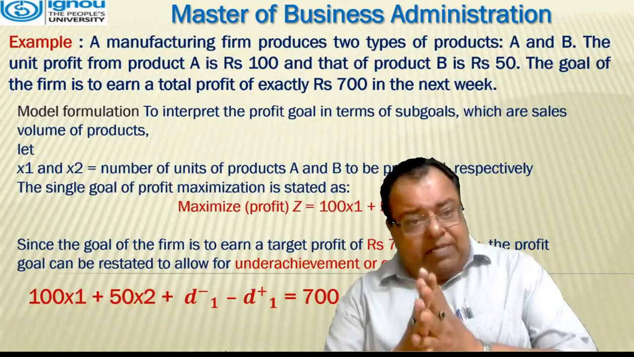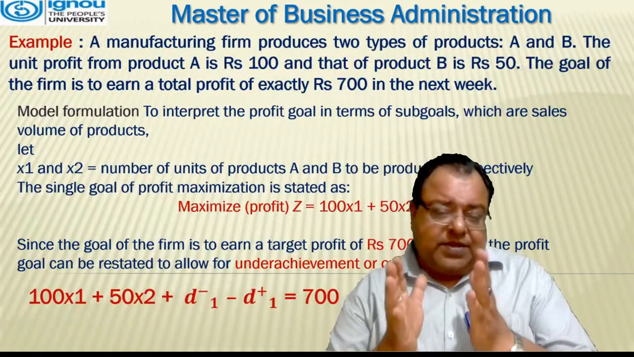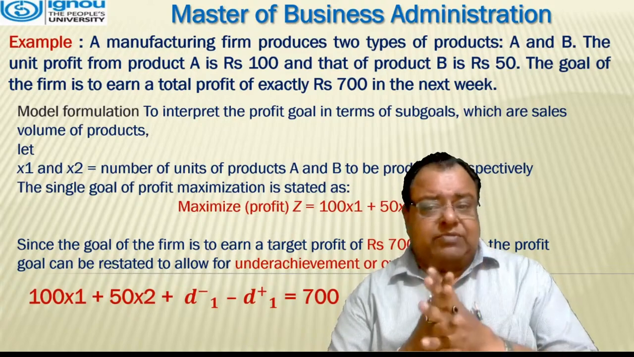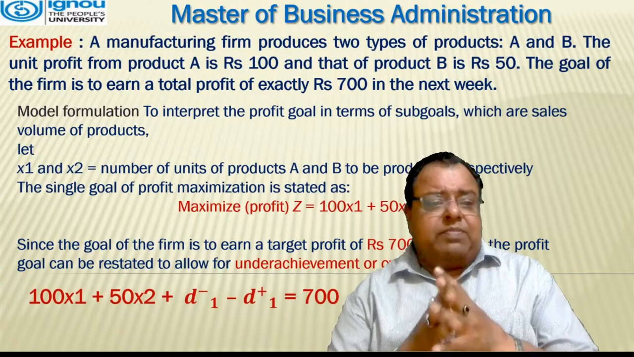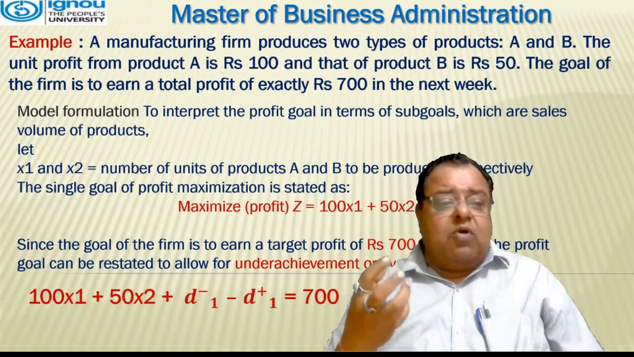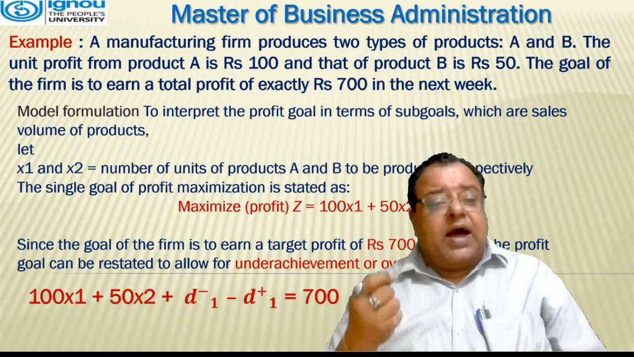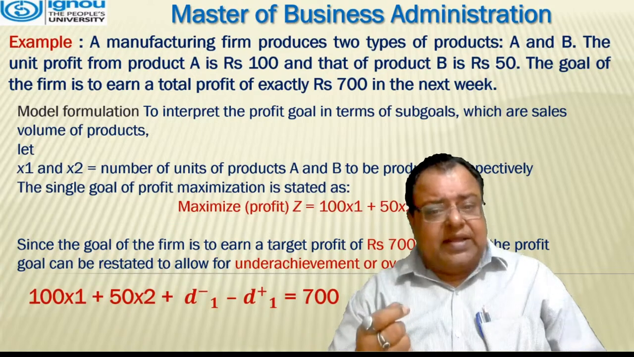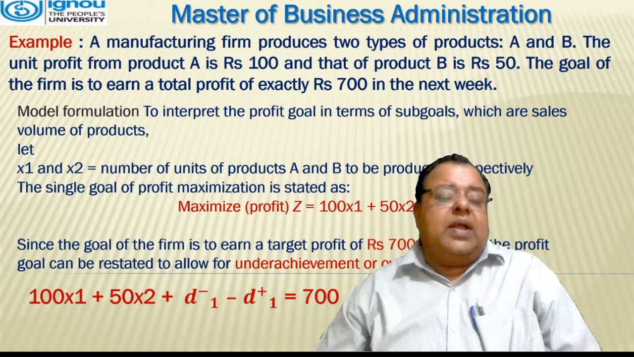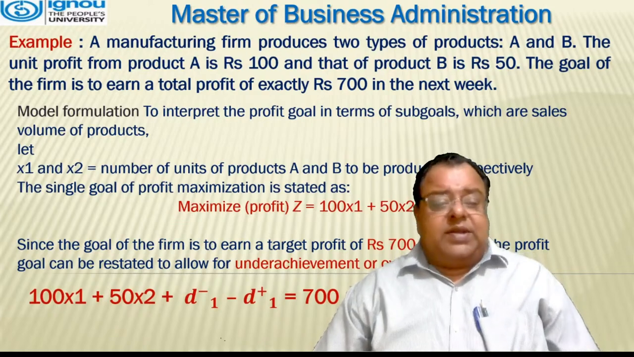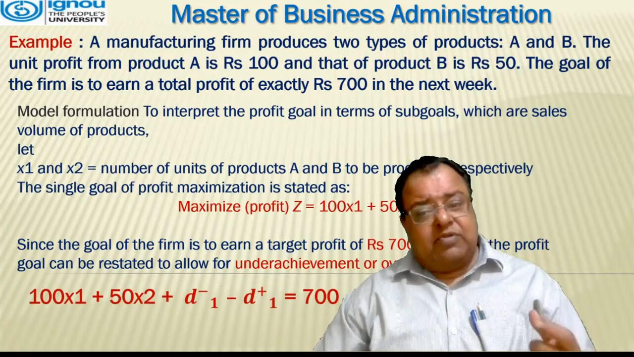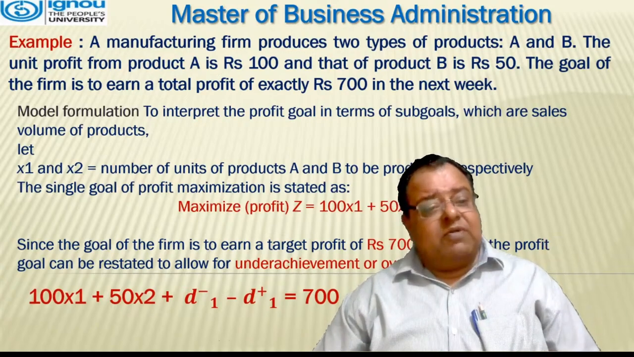Now, we take up a problem and we will be solving this problem with the goal mechanism. A manufacturing firm produces two types of products, A and B. The unit profit from A is 100 and from B it is 50. The goal of the firm is to earn a total profit of exactly rupees 700 in the next week. Model formulation: how will the model formulation start? To interpret the profit goal in terms of sub-goals, which are the sales volume of the products.